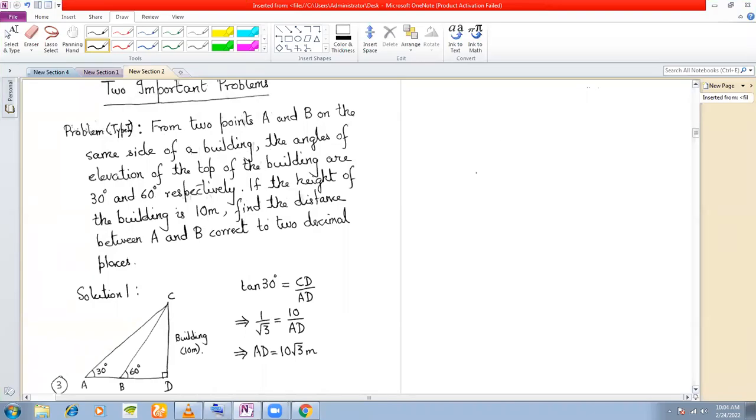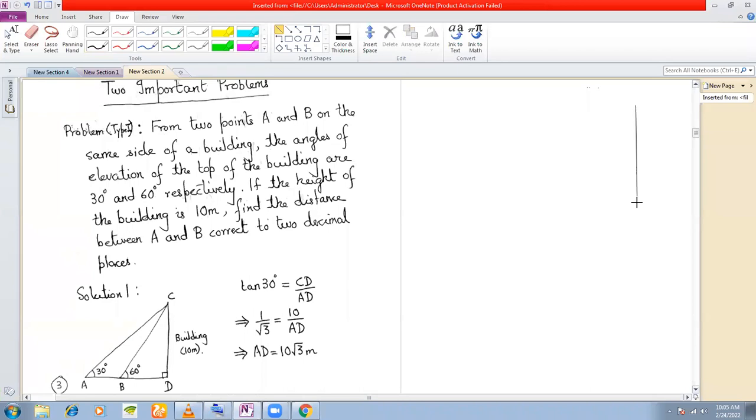So the question here is, from 2 points A and B on the same side of a building, the angles of elevation of the top of the building are 30° and 60°. Okay, so let's try to understand. So you have a building first. Okay, diagram is not given. That means if this question is given, you will have to draw the diagram.